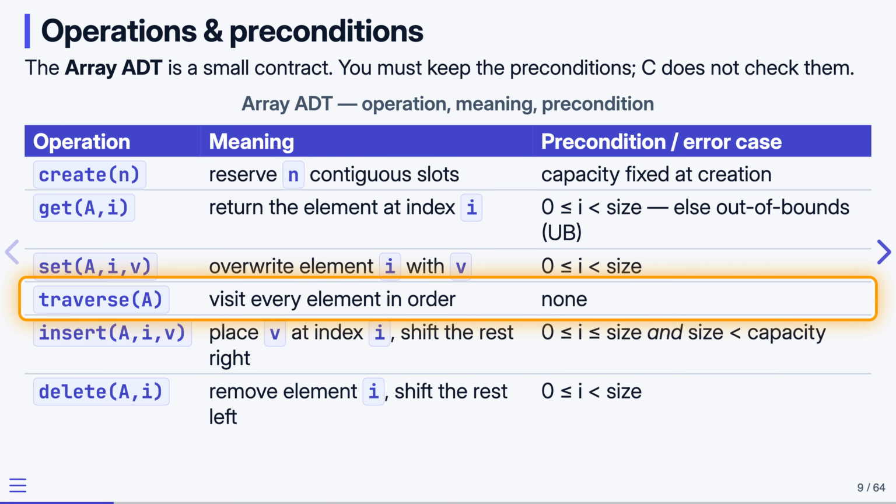Next, traverse of a. This visits every element in order from the first to the last. There is no precondition here. You can always walk the whole array.